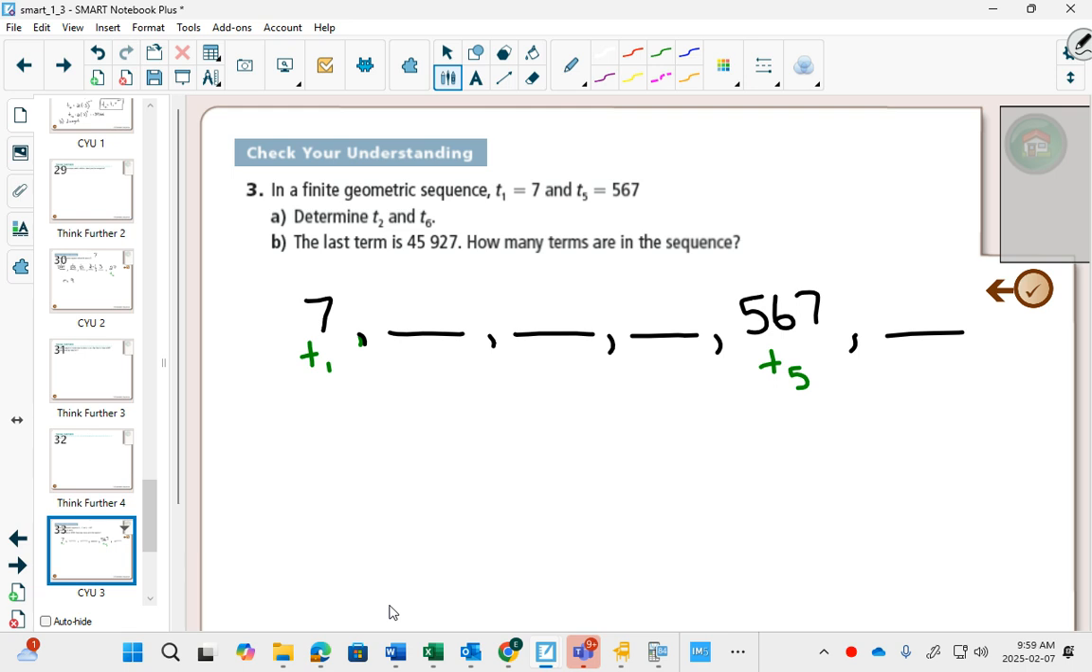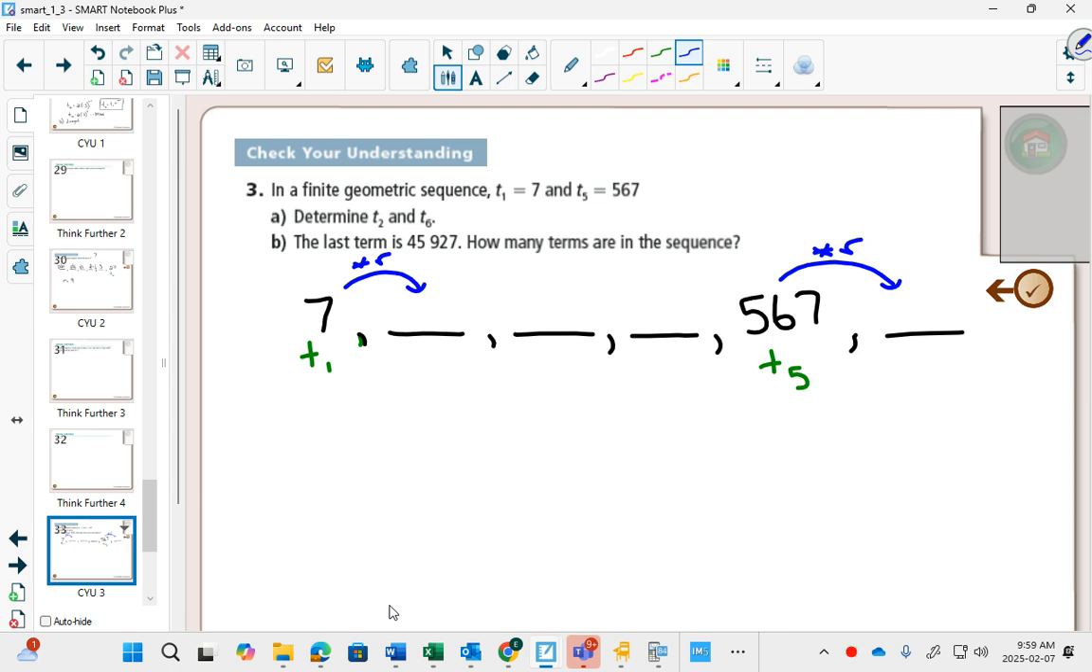Can you see it would be really helpful if we knew what r was? If you knew the common ratio, you could figure out what that next one would be. Two ways to go about this question, and I'll show you two ways. The first way is probably the most practical for this one, but the second way might be helpful if the question was slightly different.